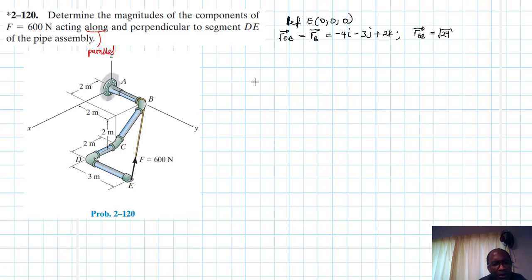And then we also need, when you look at member DE, member ED or DE is parallel to the y-axis, and therefore the unit vector ED is just going to be equal to, of course, we are moving from E to D, so this is just going to be equal to minus j. Is that fine? Because it's parallel.